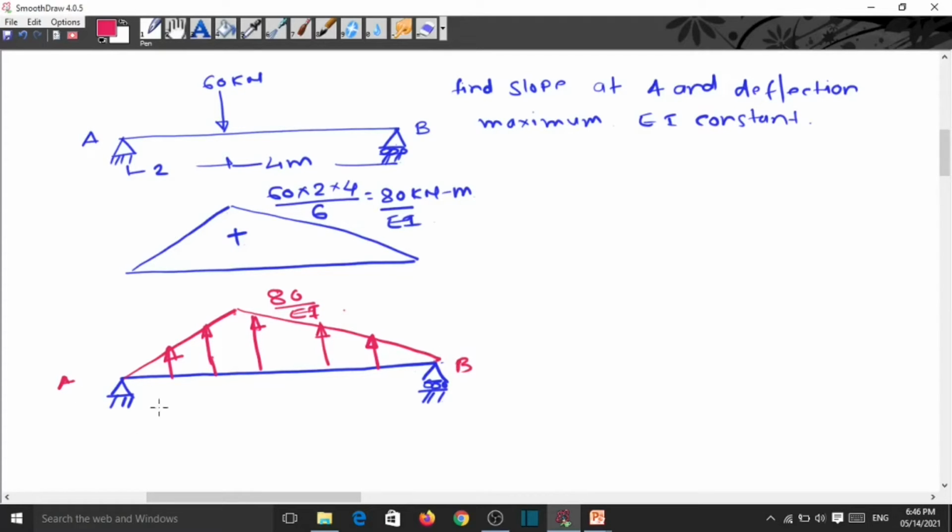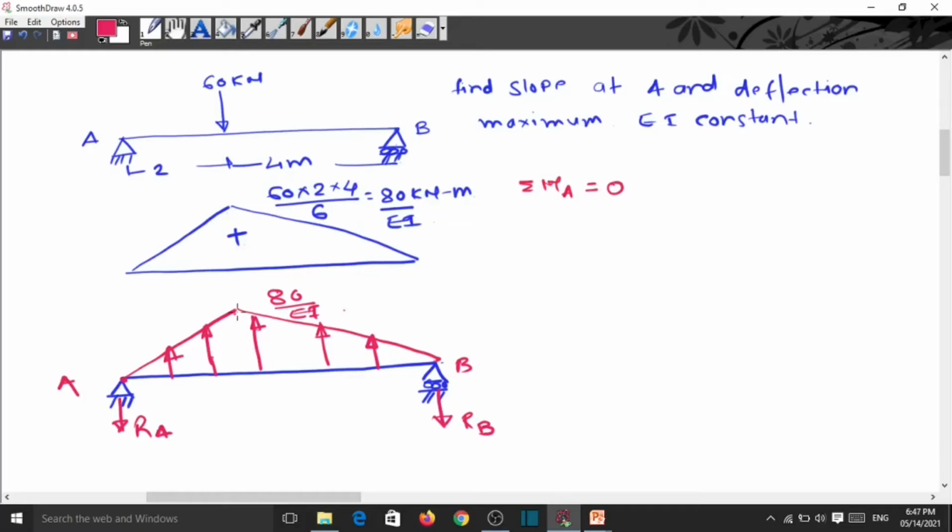So now here this is A and this is the B. So we know this loading is upward, so these reactions are the downward. So this is RA and this is the RB. So now first we find the reactions. So we are taking sigma MA is equal to 0 in the conjugate beam.